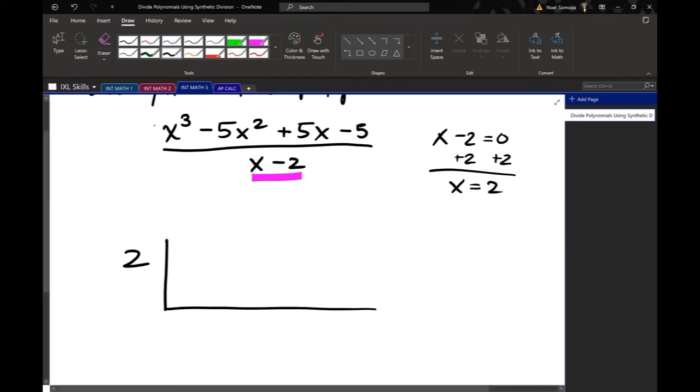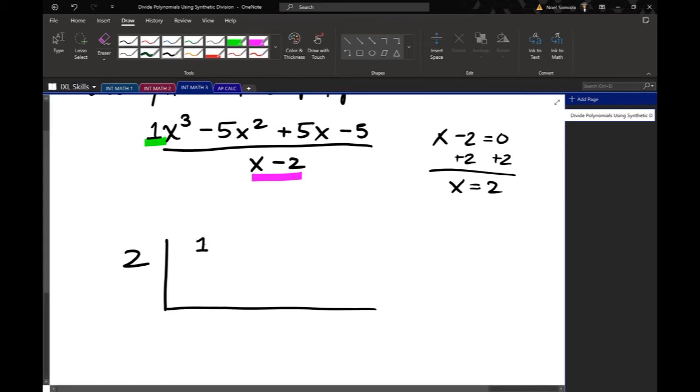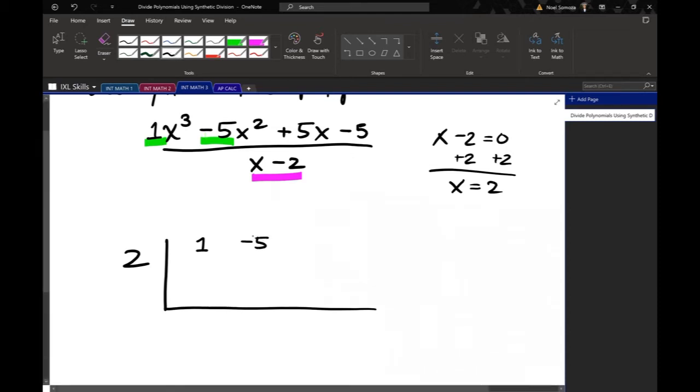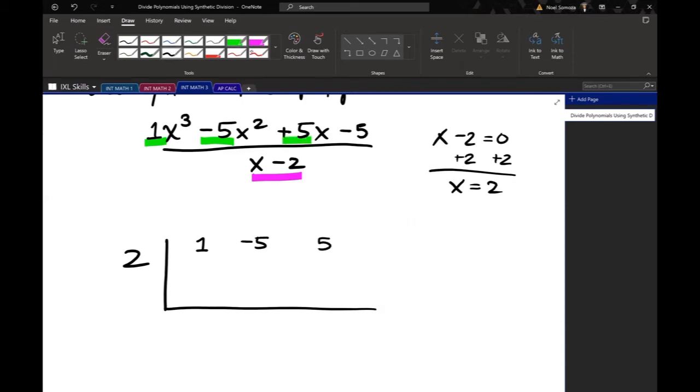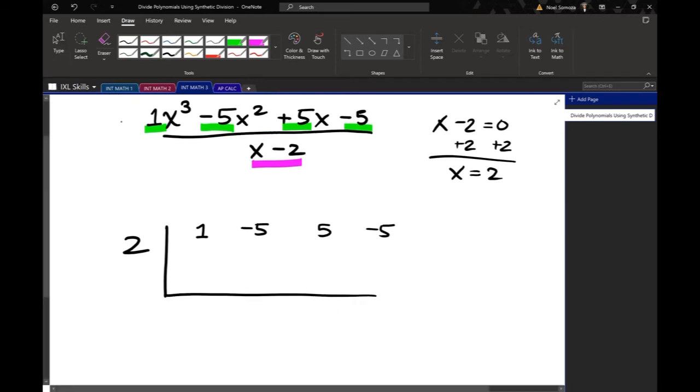So in this case, there is no coefficient in front of x to the third, so that's an invisible 1. So we're going to bring down 1. We also have -5. We need to use the correct sign here, so that's not just a 5, it's a -5. We bring over the next coefficient, which is a +5 this time, and then the final constant is -5. So we also bring that over. All right, so we're going to go ahead and begin the process.